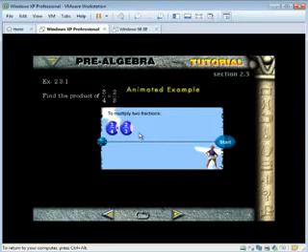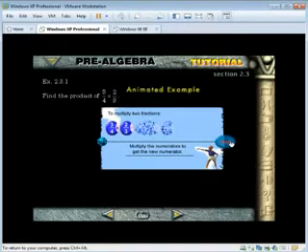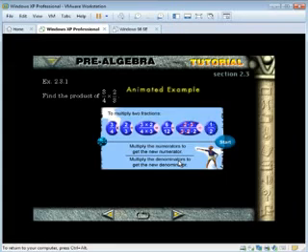Example 2.3.1. Find the product of 3/4 times 2/3. Step 1. Both fractions are in lowest terms, so we don't have to simplify. Multiply the numerators to get the new numerator. Step 2. We multiply the numerators 3 times 2 to get the new numerator of 6. Multiply the denominators to get the new denominator. Step 3. We multiply the denominators 4 times 3 to get the new denominator of 12. Step 4. We simplify the resulting fraction since it's not in lowest terms.